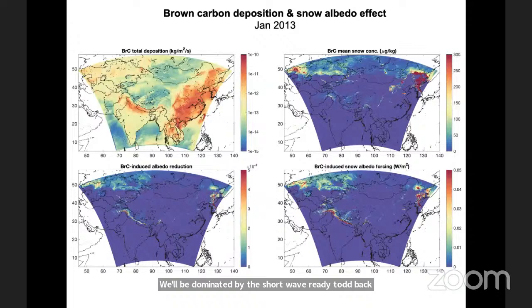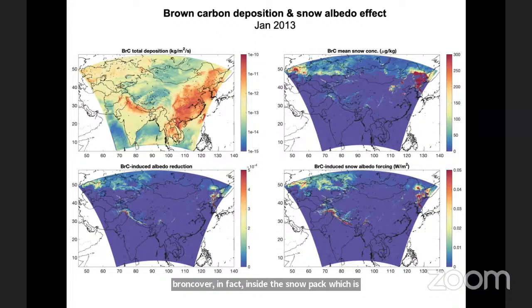Finally, if we look at how this brown carbon deposits onto the snow-covered regions, here I'm showing on the top left the total deposition flux for the brown carbon aerosols, which generally follows the concentration or emission patterns. Where you have a strong brown carbon concentration and emissions, you will have a stronger total deposition, which makes sense.